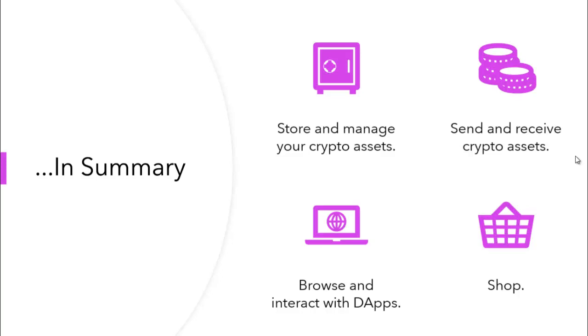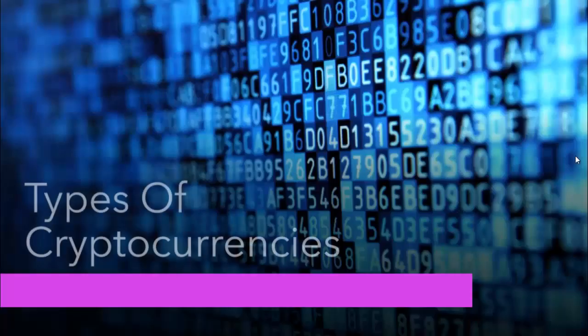So if you actually look at it, it probably even does more than a bank, because it allows us to browse and interact with decentralized applications where we can get more money from, can shop and all that. So that's for that. Next thing we're looking at is types of cryptocurrencies.